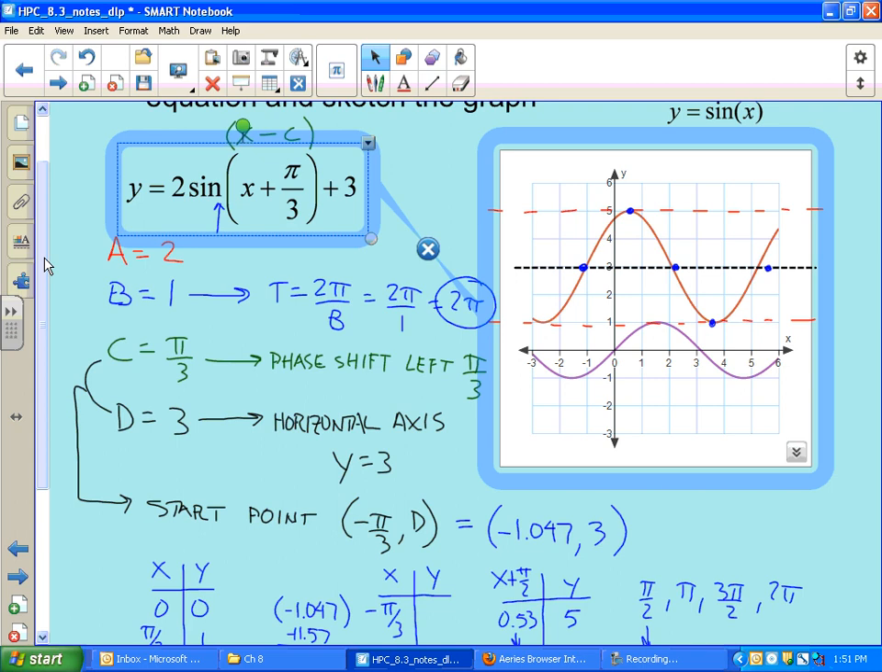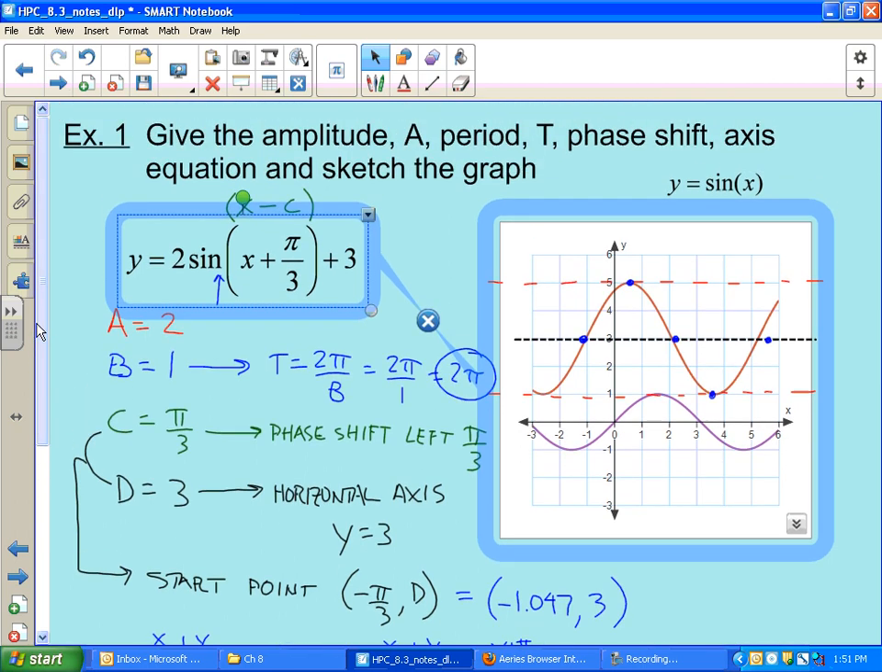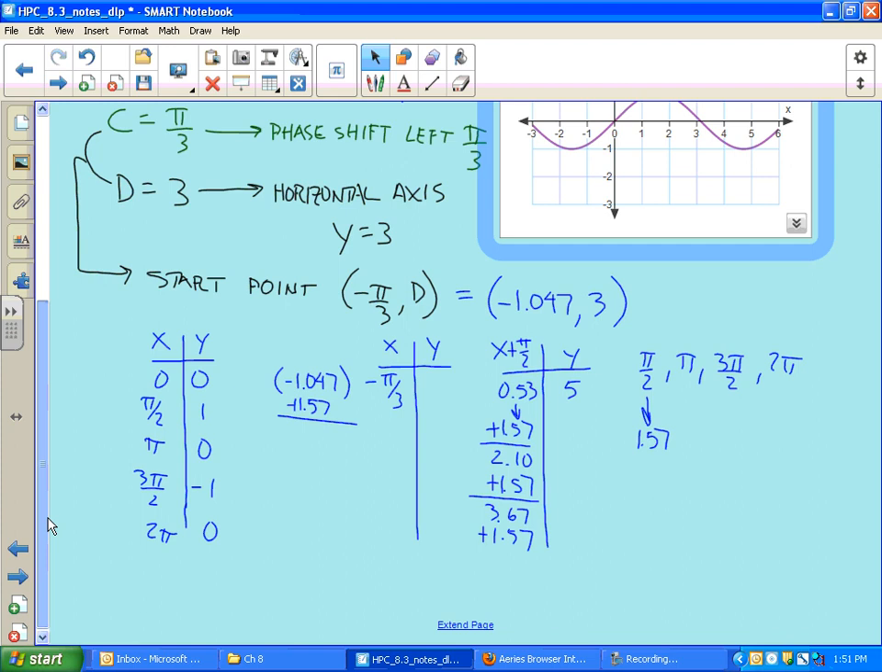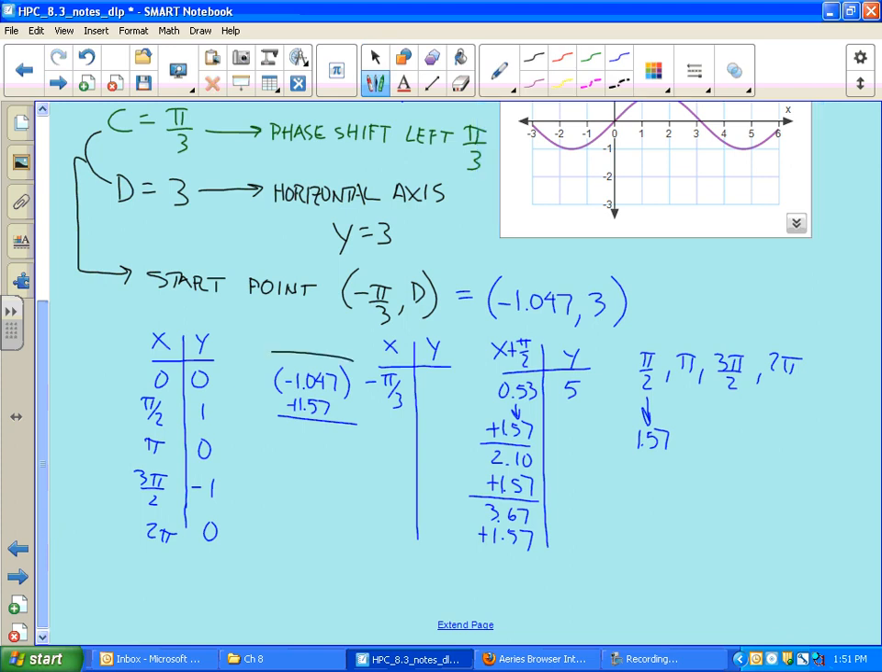All right, questions on this? Yes? What did I add to get from one to the next? Yeah. So I took my very first starting point, which we found with my phase shift, which is right here, negative 1.047, negative pi over 3. And because our period was 2 pi, or 6.28, we divided that by 4, and that's where 1.57 came from. So I get negative 1.047 plus 1.57. Get a new number. Add 1.57. Get a new number. Add 1.57. I'm going to do that 4 times. And those become my quarters.